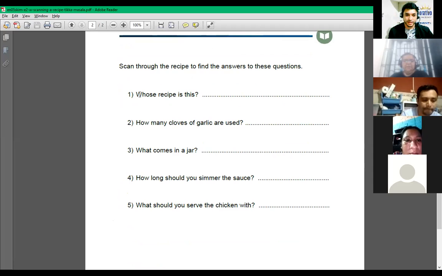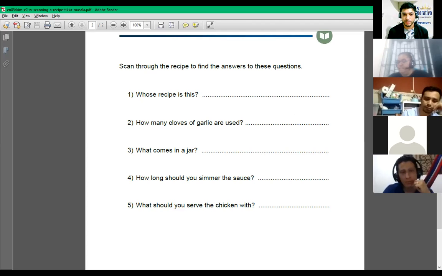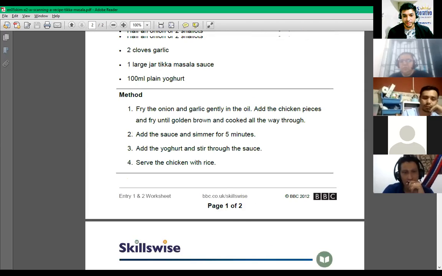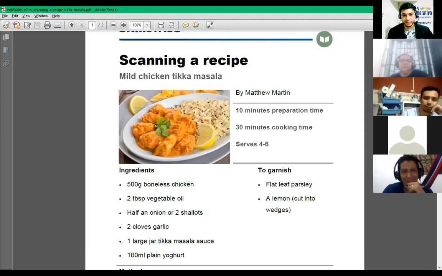So the first one, well, we are going to analyze that. Whose recipe is this? What do we want to know with this question? What do we need to find? Who made the recipe? Or the chef, the name. We are looking for a specific name. Whose recipe is this? De quién es esta receta? So what do we want to find? The name of the chef. We want to find the name of the chef that made the recipe. So go up and look for the information and scan for the answer.